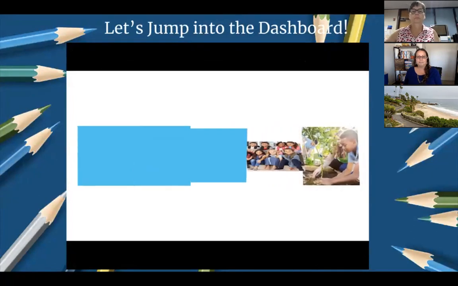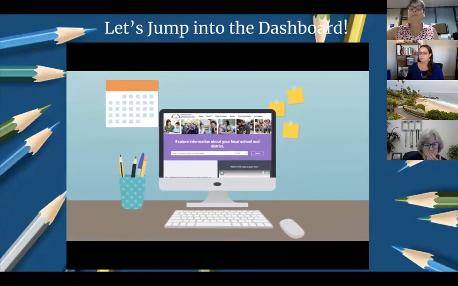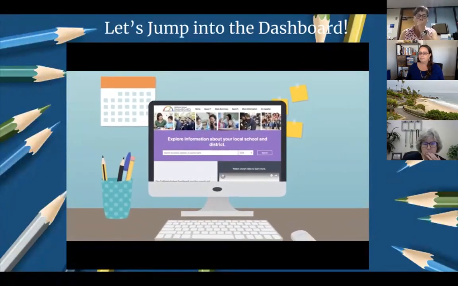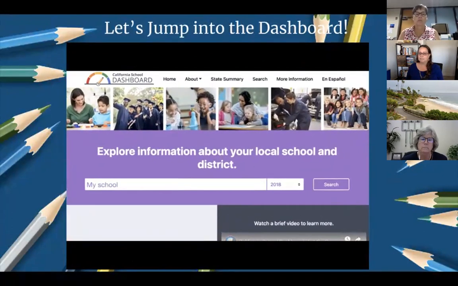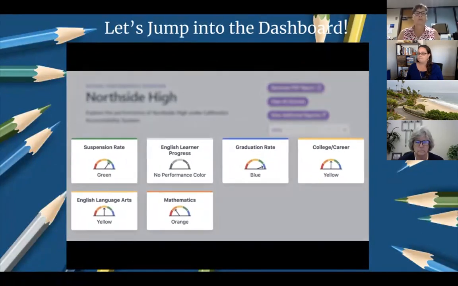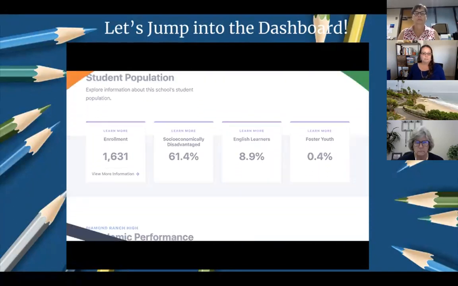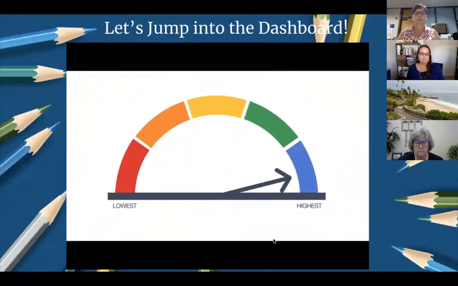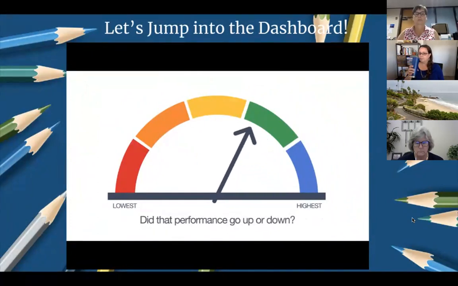Welcome to the California School Dashboard. Around the dashboard in 90 seconds. The dashboard is designed to help us understand how well our schools are doing and where improvement is needed. The best place to begin is by looking up your child's school. Right away, we see a variety of useful information called measures. Together, these give us a more complete picture of what's happening at the school. Once each year, all the information on the dashboard is updated. The state then assigns a color rating for each measure. These ratings are based on two main things: how well the school did at a certain point in time, and whether performance went up or down.